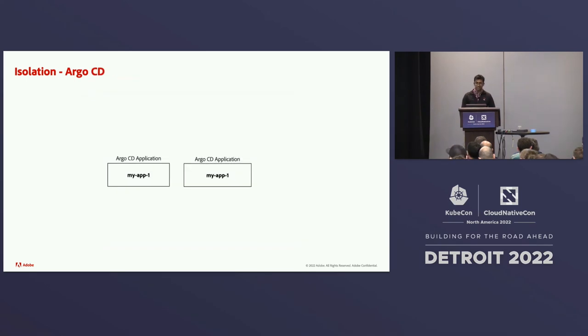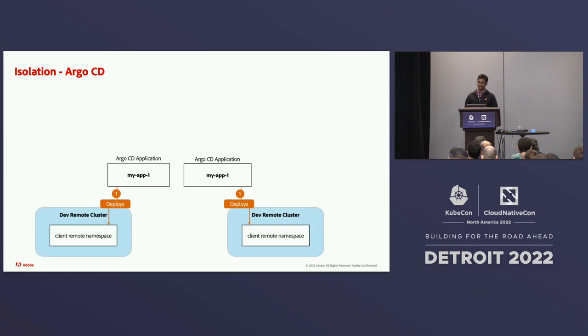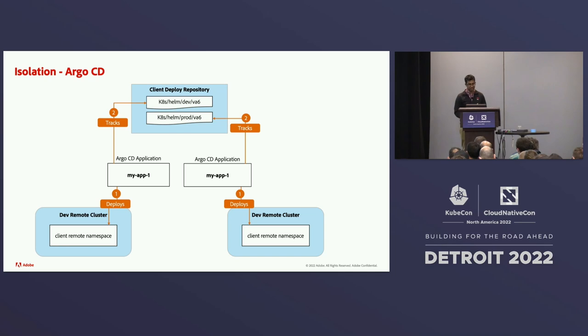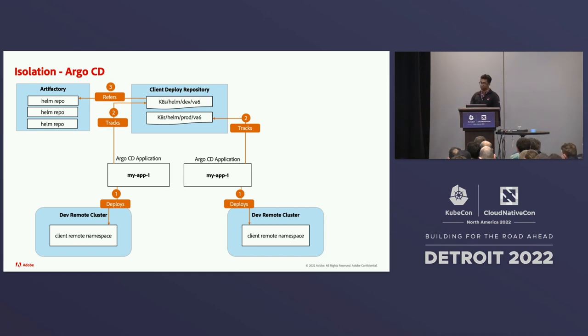With Argo CD, isolation has to happen at the Argo CD application level first. So as mentioned previously, an Argo CD application is a CRD that can be used to deploy to specific namespaces on specific remote clusters. The Argo CD application is also configured to track K8s manifests from a Git repository, in this case, the deploy repository that's owned by the client. In this situation, the deploy repository might be referring to other repositories, for example, in Helm charts or Helm dependencies in Artifactory. So how do we restrict what a client, through their Argo CD application, can deploy to and track?